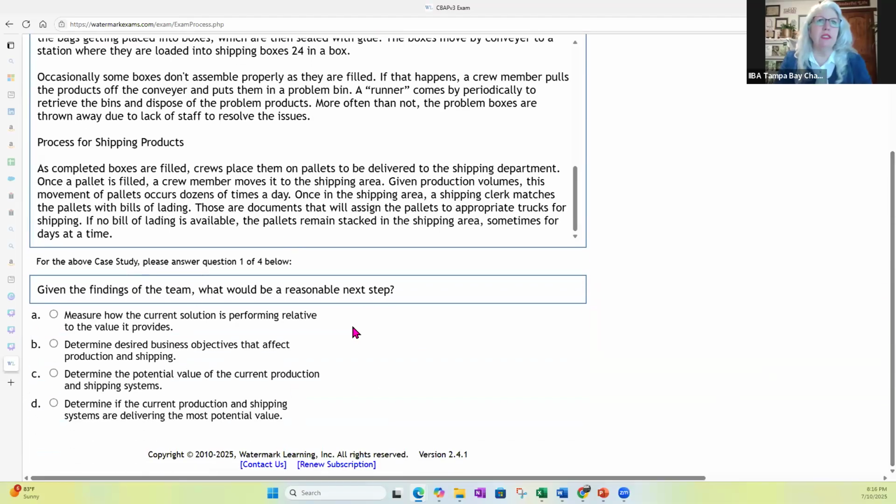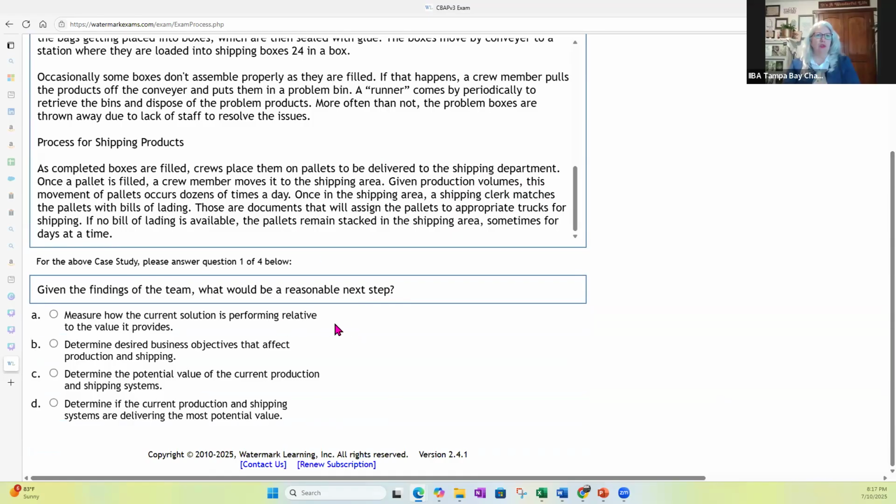Yep. Given the findings of the team, what would be the reasonable next step? So the team has figured out this information. Now, had I read this at the beginning, it wouldn't have helped me at all, right? We had to figure all this out.